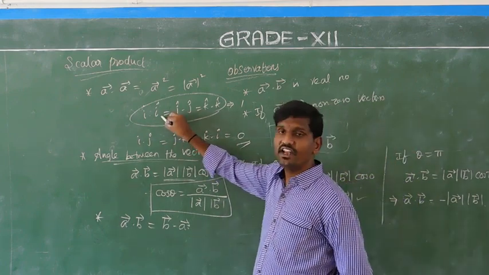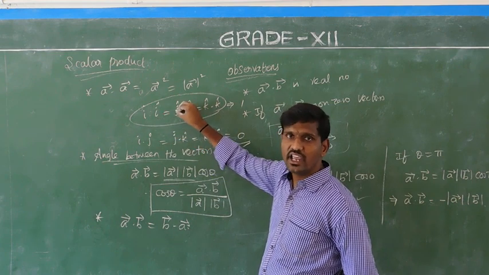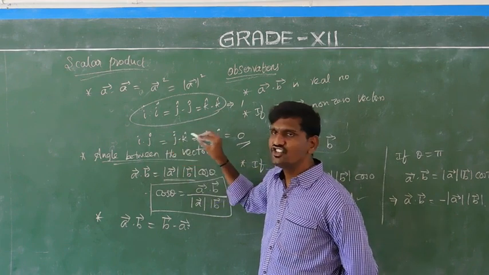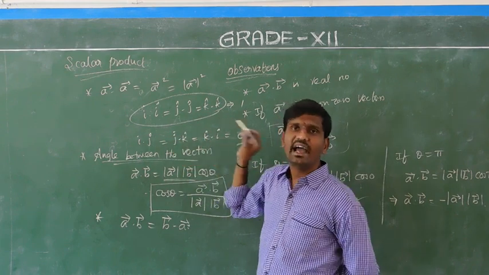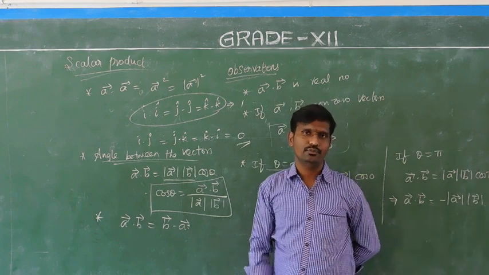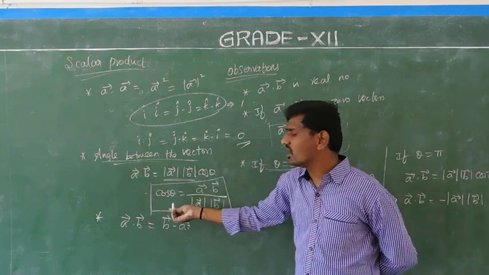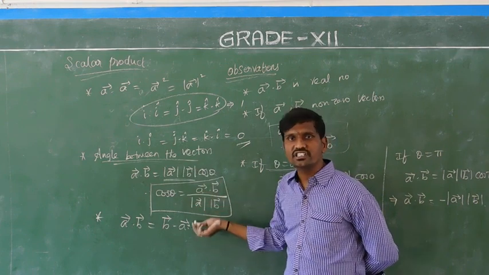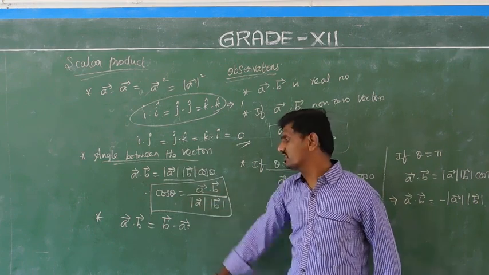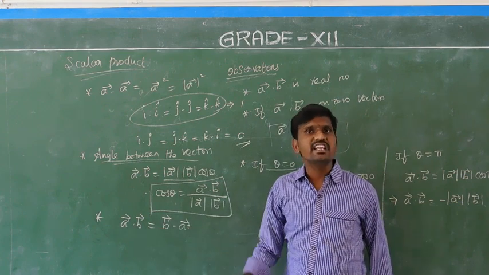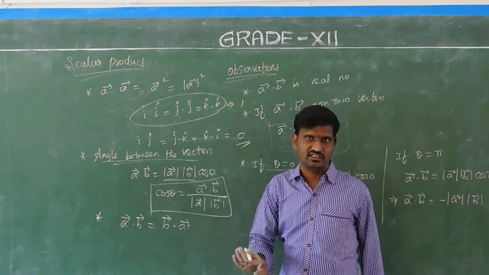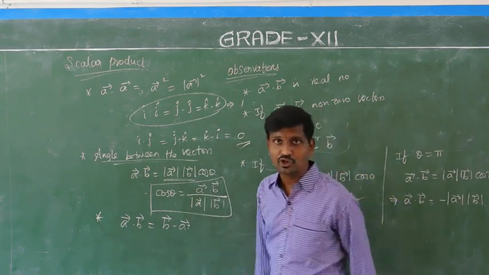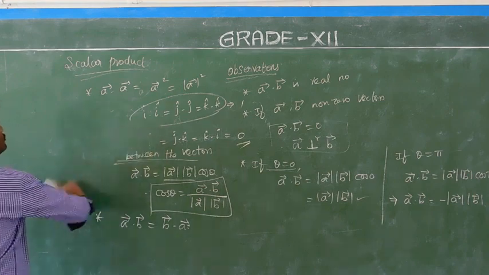Then for like components, i dot i, j dot j, k dot k equal 1. For unlike components, i dot j, j dot k or k dot i are equal to 0. Then the angle between the two vectors: cos theta equals A vector dot B vector whole divided by modulus of A vector into modulus of B vector. Finally, the commutative property is satisfied for the scalar product, that is A dot B equals B dot A. Okay, have you understood all? Yes. Now we want to move on.